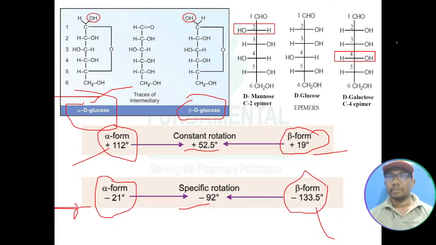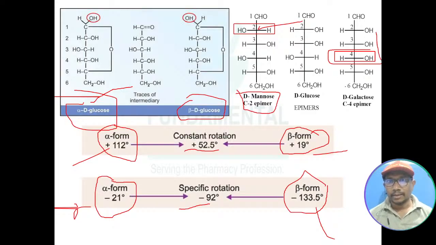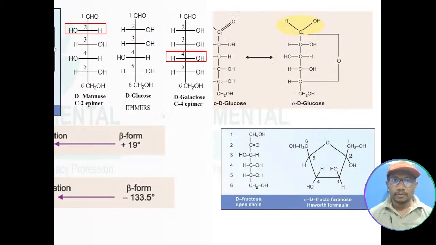So we have seen the epimers. Remember, glucose and mannose, they are known as the C2 epimers. D-mannose differs in the arrangement of H and OH at carbon number 2. That's why mannose is a C2 epimer of glucose, and galactose differs in the structure at carbon number 4. That's why galactose is a C4 epimer of glucose. So glucose and galactose are C4 epimers, glucose and mannose are C2 epimers. We have already seen this.